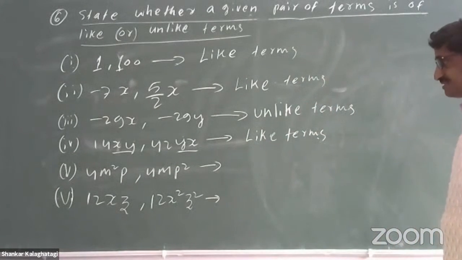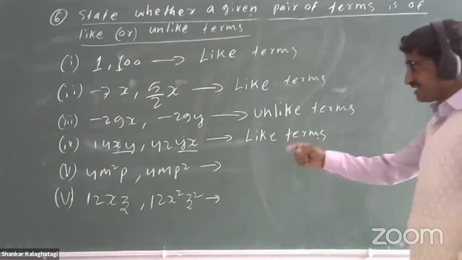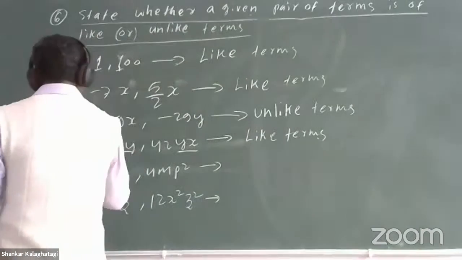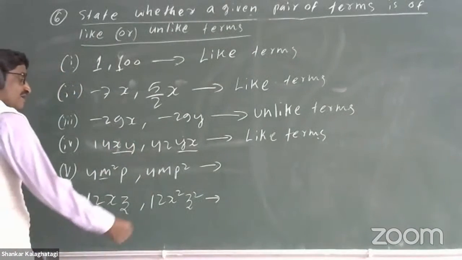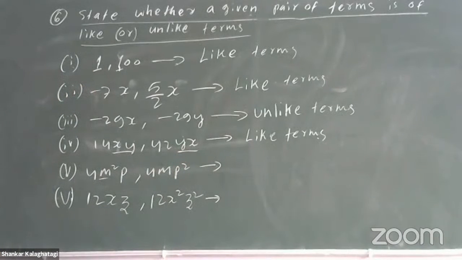4m square p and 4m p square. Now tell me, here m is having the square power and here p is having the square power. Are they like or unlike?